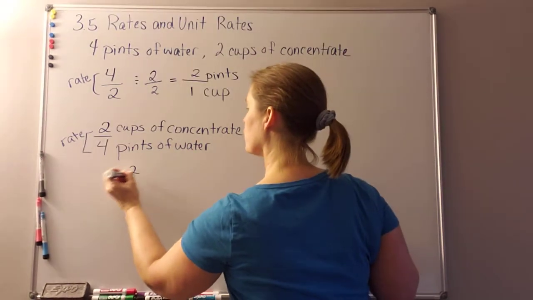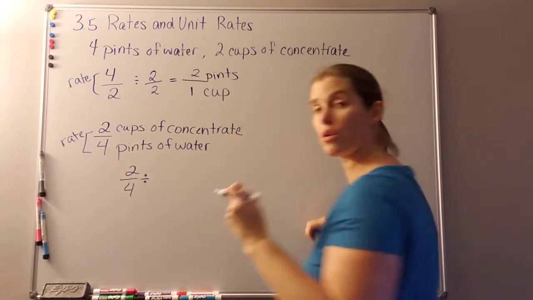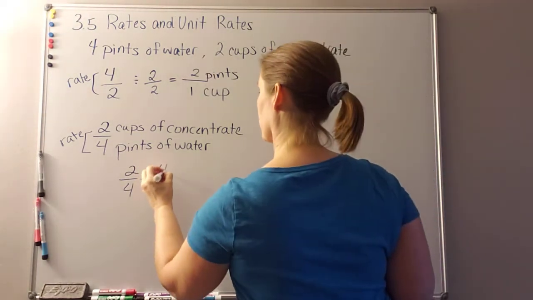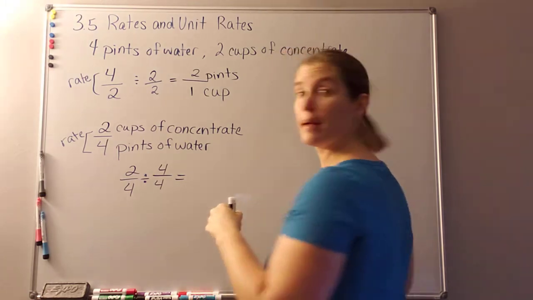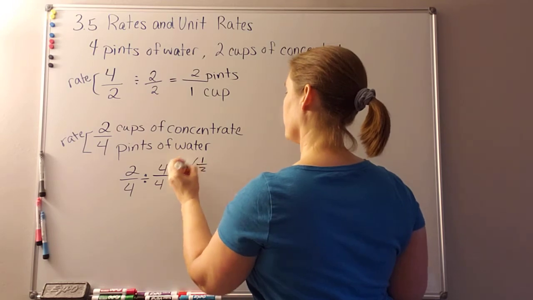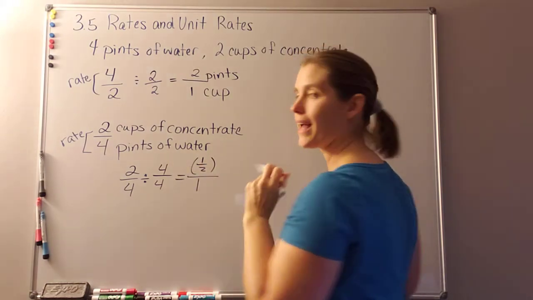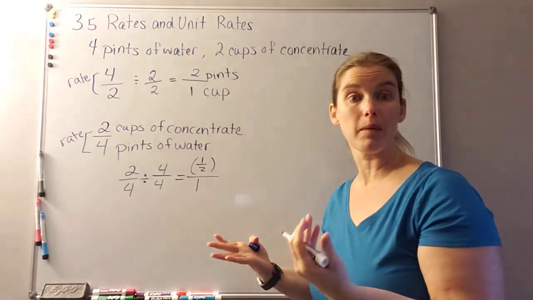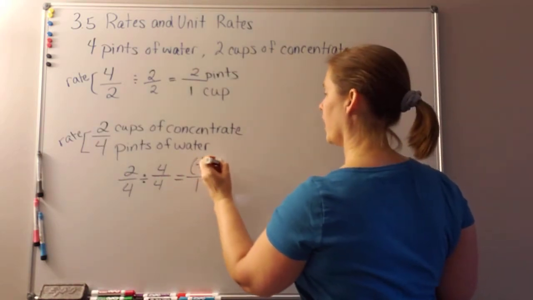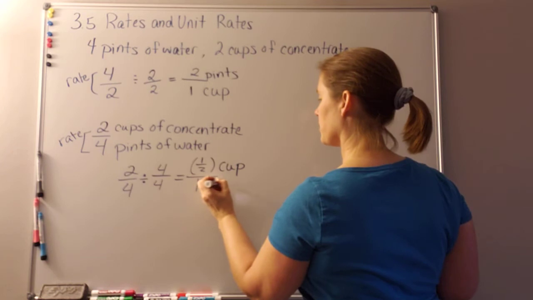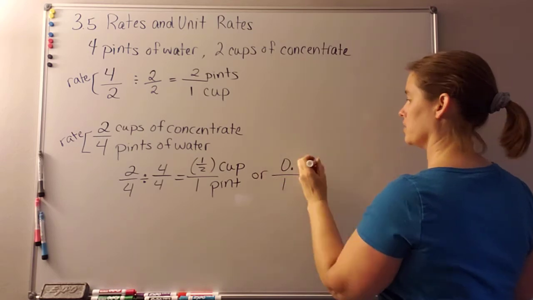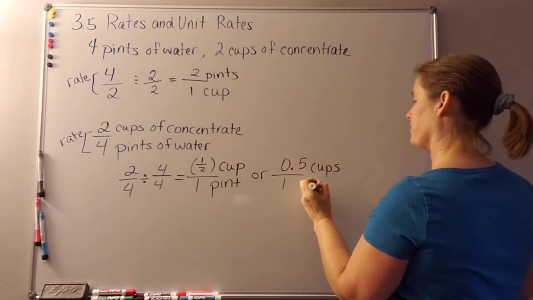So if we have 2 to 4, what do we divide by in order to get our unit rate? Because our unit rate has to have a denominator of 1. Hopefully you've said divide by 4. It's going to be a weird number up here on top. Yes, it is. You're either going to write it as a fraction or as a decimal. You might have 1/2 over 1, so you'd have a half a cup to 1 pint, or write it as a decimal, 0.5 over 1. 0.5 cups to 1 pint.